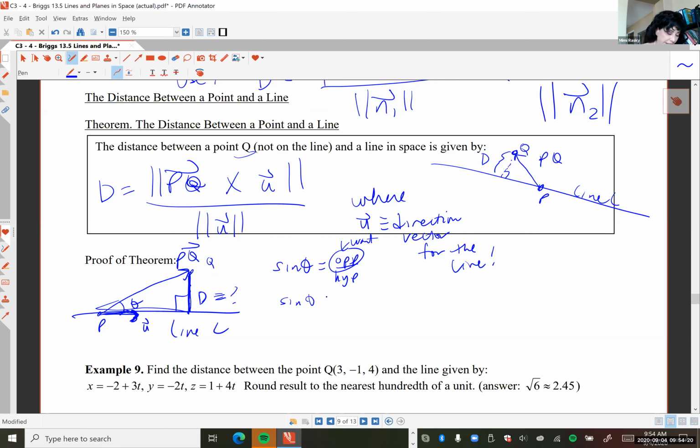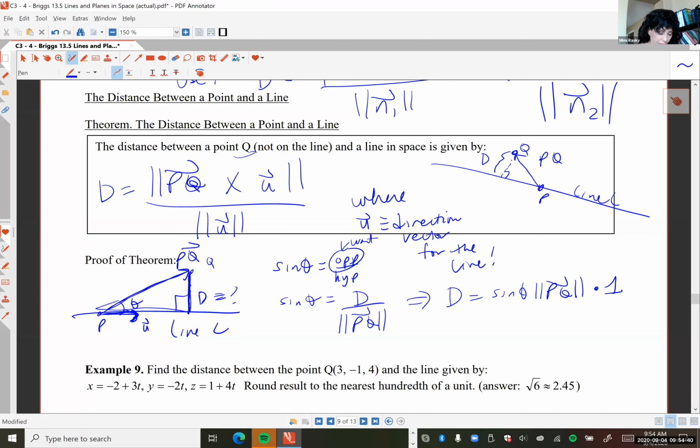So we want this. Sine theta is going to be the unknown, D, all over the hypotenuse. But the hypotenuse is the length of the PQ vector, the magnitude of PQ. So if you solve this for D, you'll get D is equal to sine theta times the magnitude of PQ. Fine, but you're not going to use that formula.